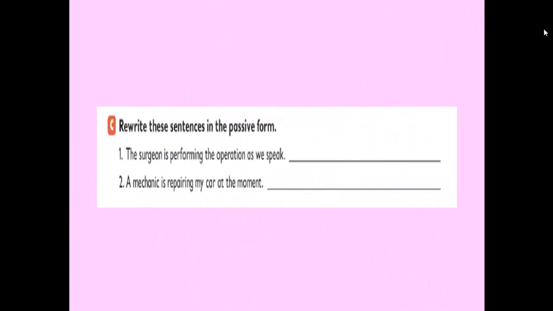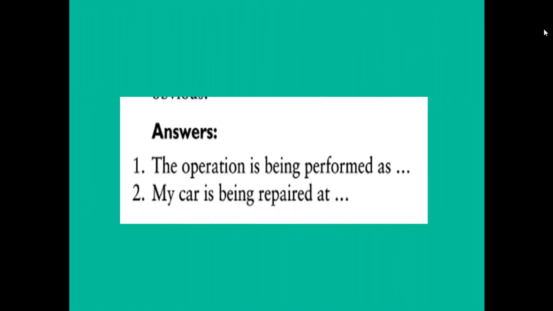Number C, the following practice. Rewrite these sentences in the passive form. 1, the surgeon is performing the operation as we speak. 2, a mechanic is repairing my car at the moment. We have to omit the agent or the doer of these actions, and we can put the object at the beginning.